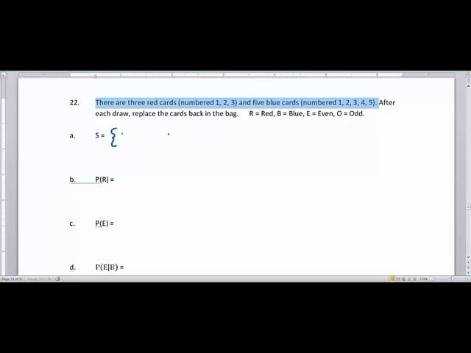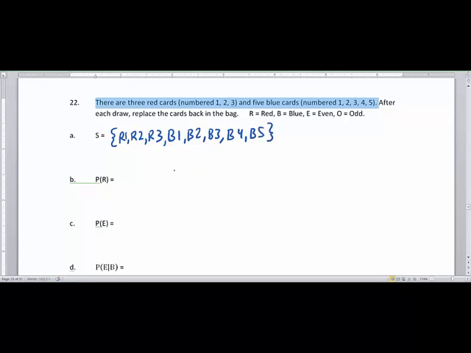The red cards are numbered 1, 2, 3, so my first 3 elements are red 1, red 2, and red 3. My next 5 elements are the 5 blue cards. Blue 1, blue 2, blue 3, blue 4, and finally blue 5.